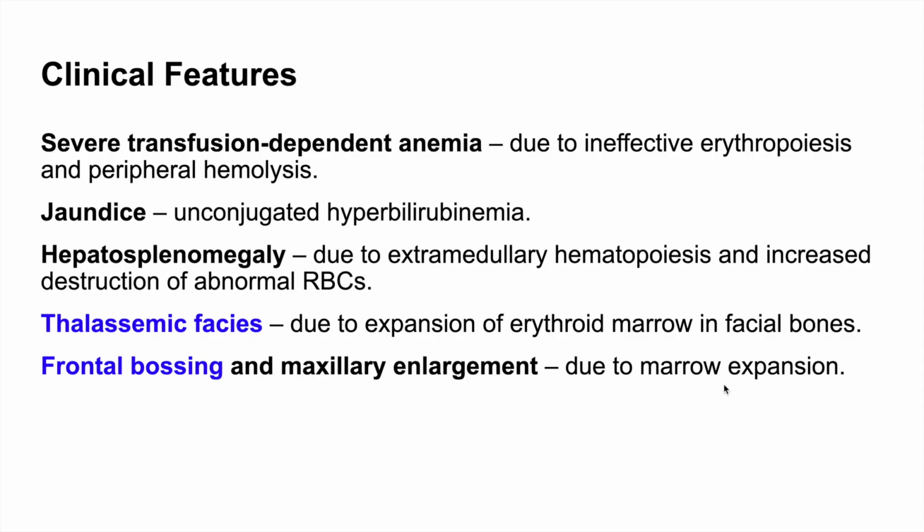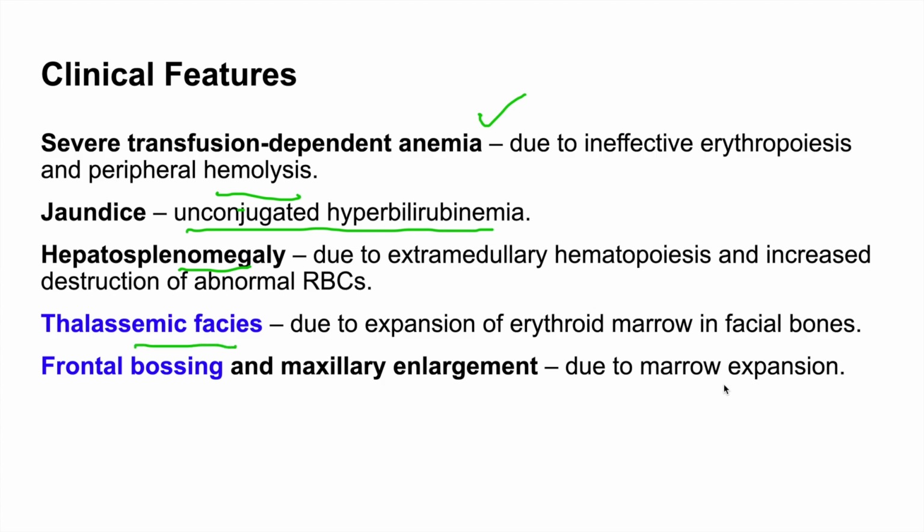So what are the clinical features in case of thalassemia? You will have anemia which is transfusion dependent, and because of hemolysis there is an increase in the unconjugated bilirubin, that will lead to jaundice. Hepatosplenomegaly will be there because of RBC lysis, and also extramedullary hematopoiesis.